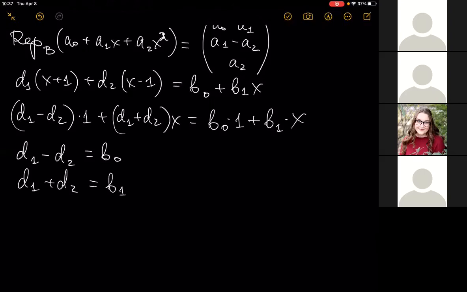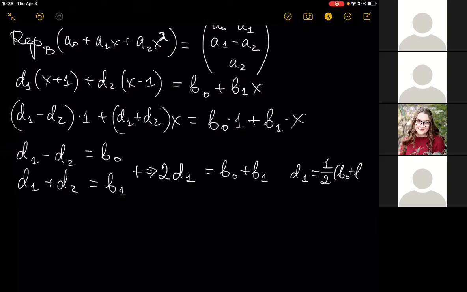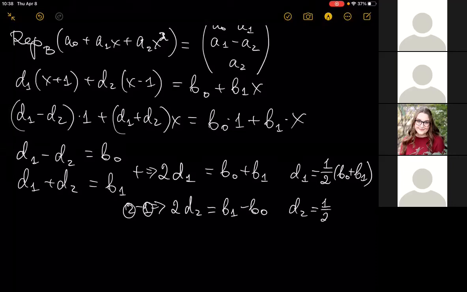So from here, if I add them, I'm getting 2D1 equals B0 plus B1, or I can say that D1 equals 1/2 (B0 plus B1), right? If I use the difference, so for example, second line minus first line, I'm getting 2D2 equals B1 minus B0. So D2 equals 1/2 (B1 minus B naught).